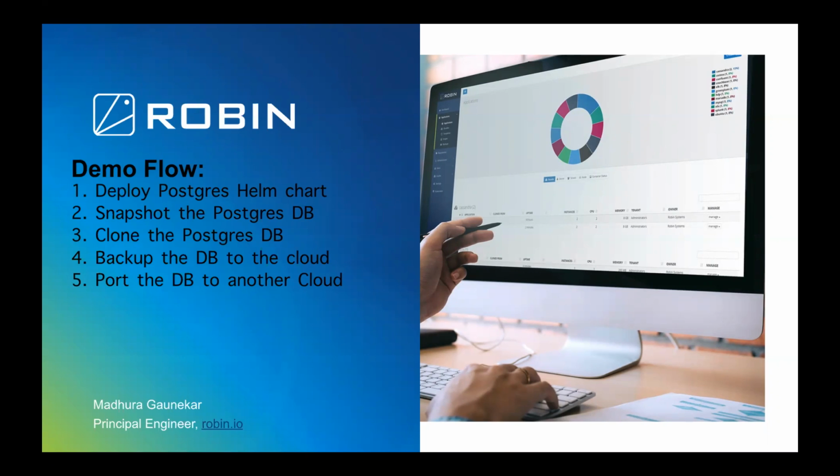In today's demo, I'm going to show you how we can use Robin storage for Helm apps and thereon use Robin's data management capabilities. In a stepwise manner, I'll deploy a Postgres Helm chart, then snapshot that database, create a clone out of that Postgres DB, back up that particular snapshot from step 2 onto the cloud, and then port the DB to an altogether different cloud.